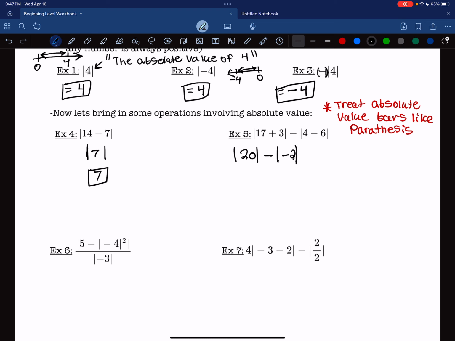And the absolute value of 20 is going to be 20. And the absolute value of negative 2, remember, absolute value is always positive. So this is going to be a positive 2. So we have 20 minus 2, which is 18. And that is our answer.